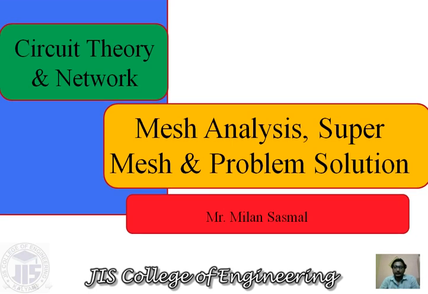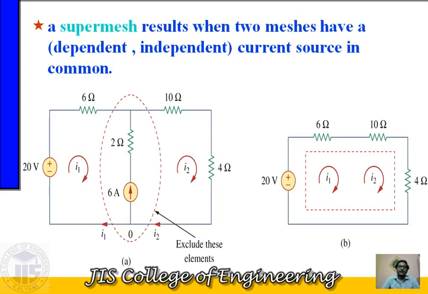Sometimes a complicated circuit is given to us. As we have seen in our last video, the circuit contained only some voltage sources and some resistances, so we simply considered some meshes, applied KVL, and found the appropriate solution. But now the question is, what happens if the circuit contains a current source?